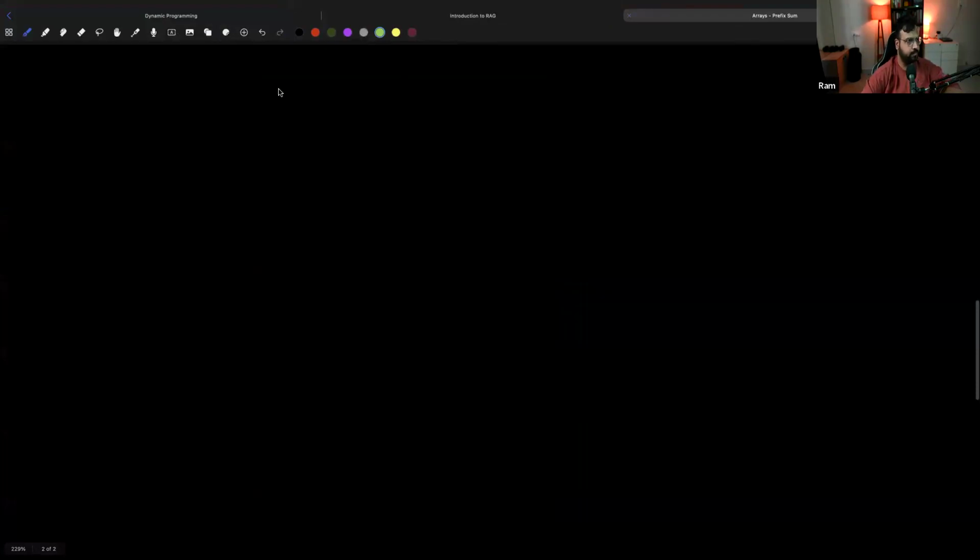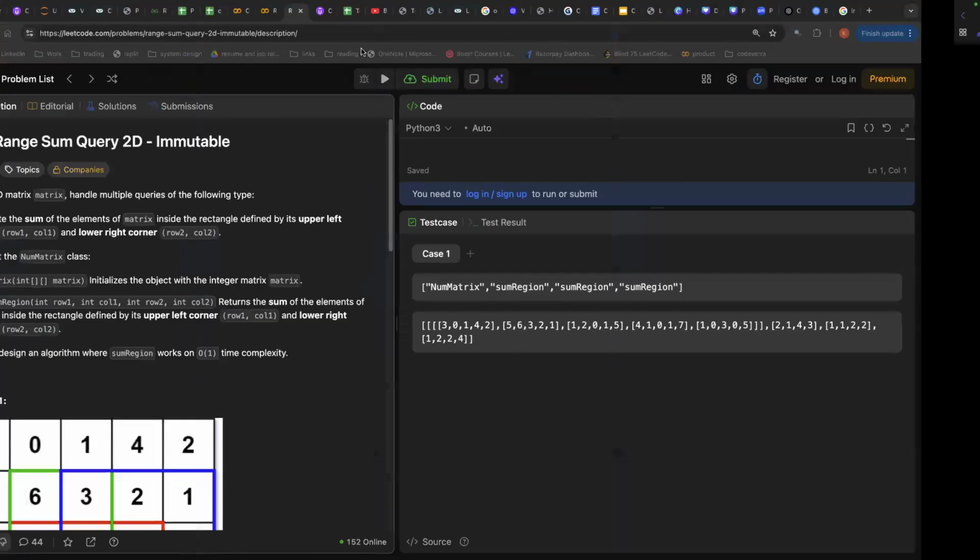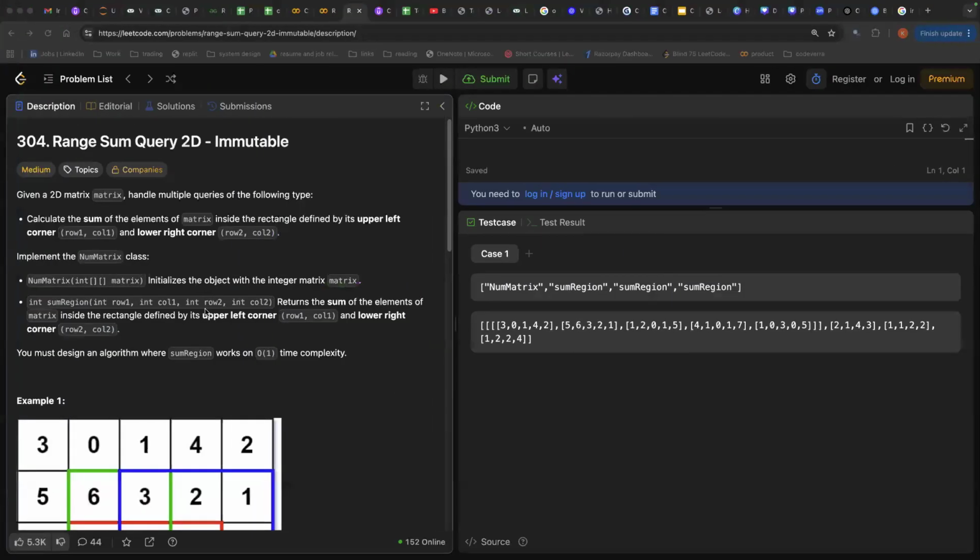This is Leetcode 304, range sum query in 2 dimension. I think Rameshji, you were asking me this question a few days back. Pay attention. Yes. Okay. So see this.